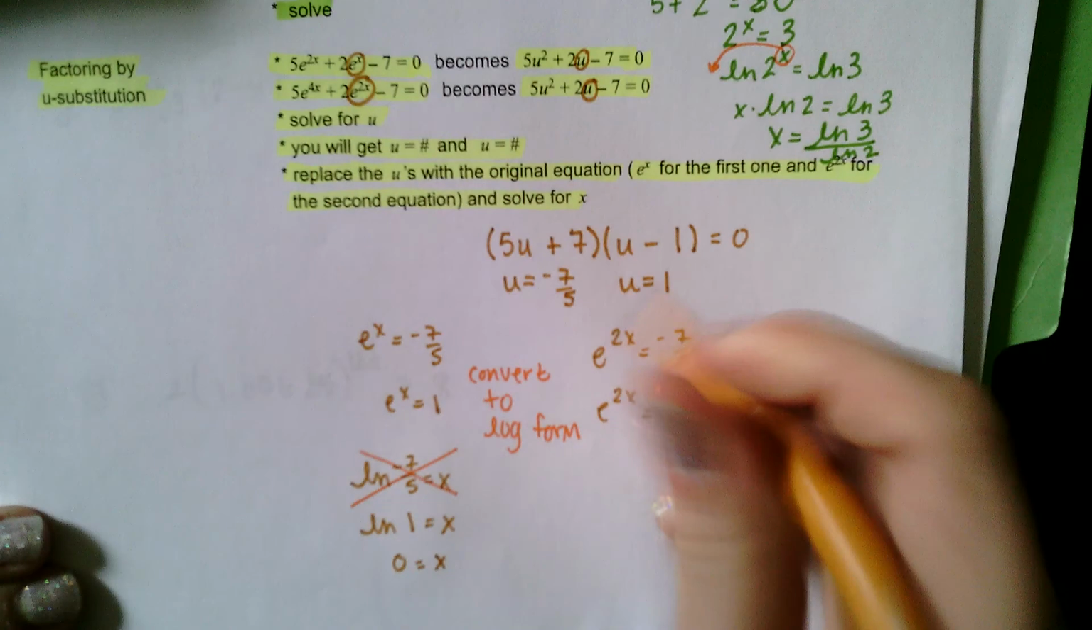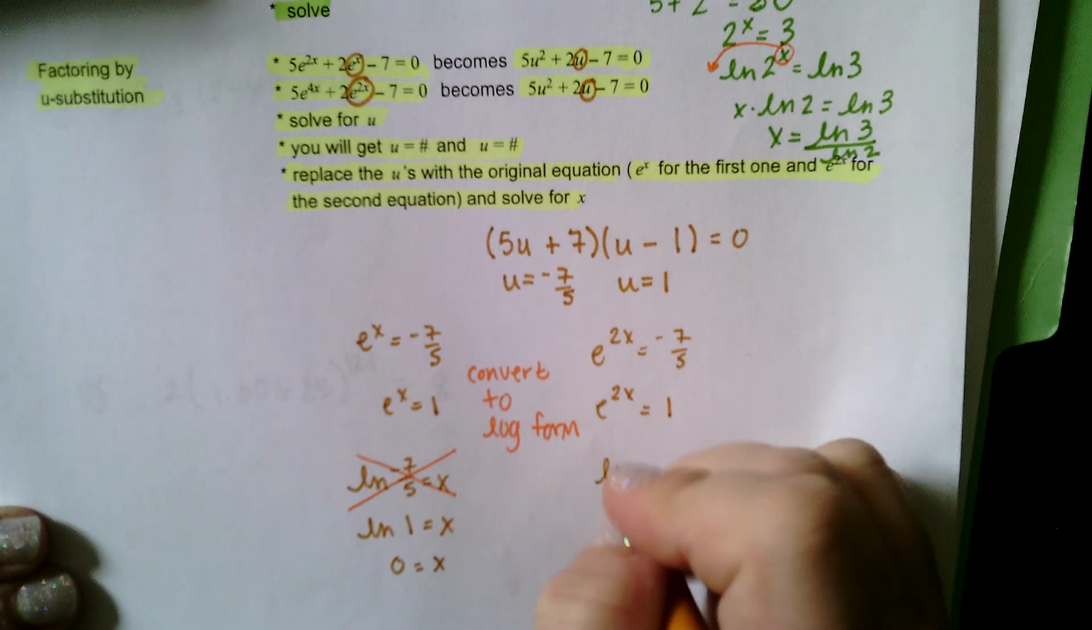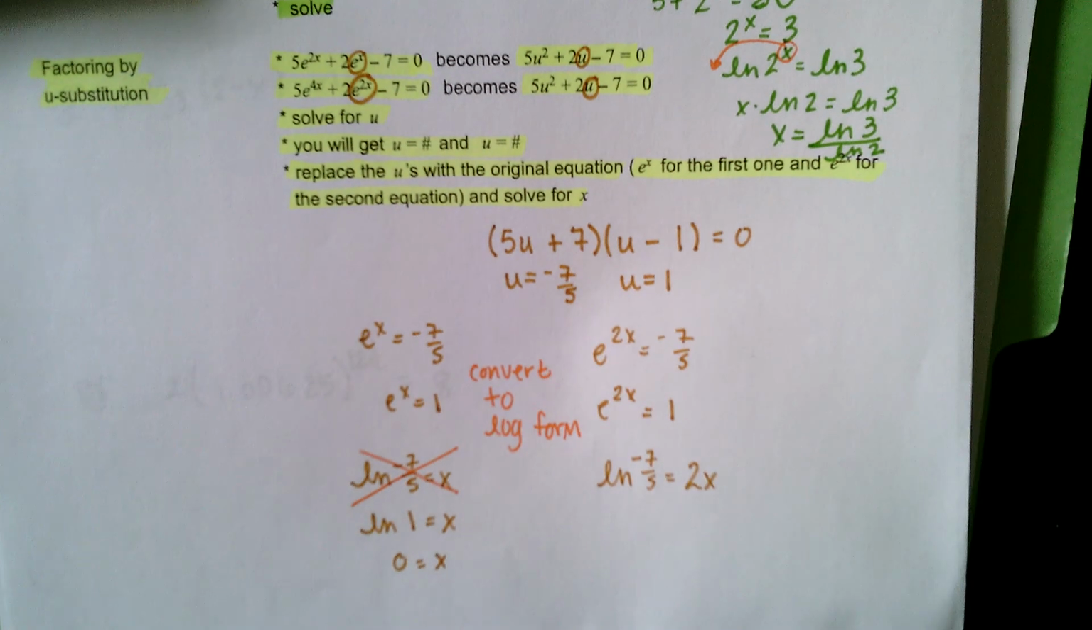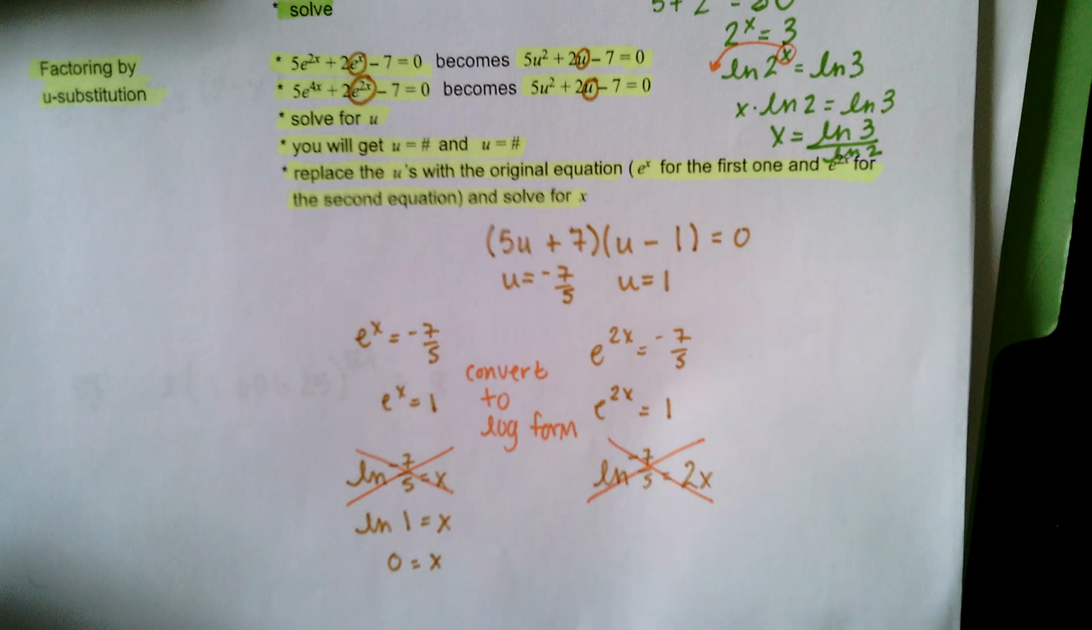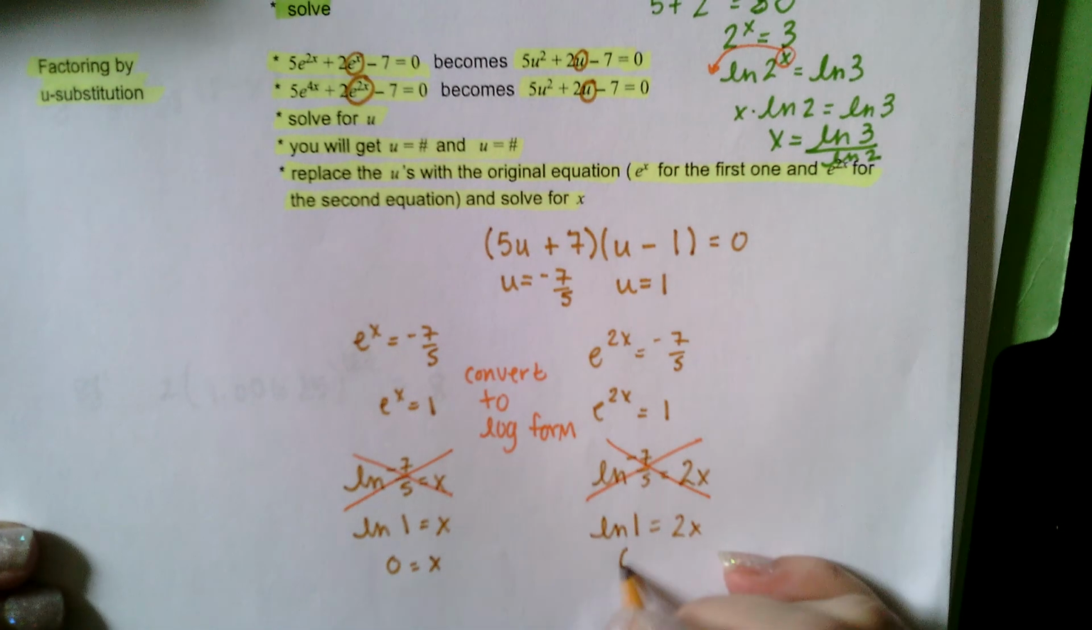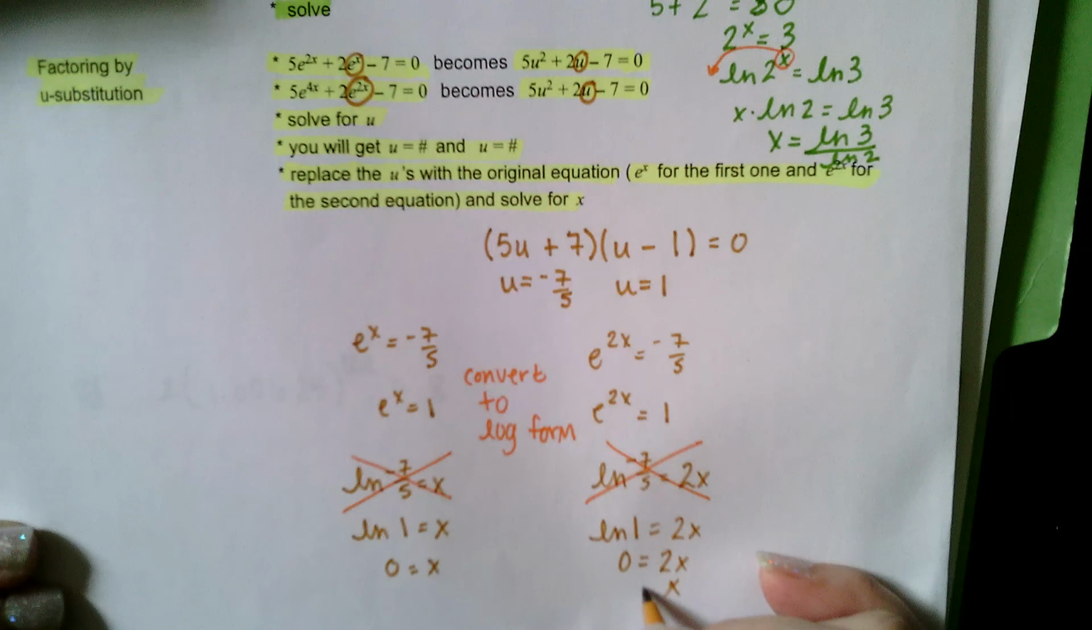And in the other form, when I convert, I would have natural log of negative 7/5 equals 2x, which still is not going to be a solution, or natural log of 1 equals 2x. So that's still going to give me x equals 0.